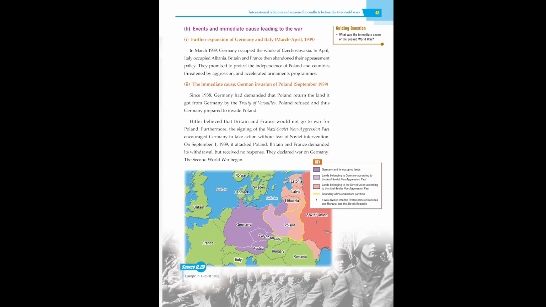On September 1, 1939, it attacked Poland. Britain and France demanded its withdrawal, but received no response. They declared war on Germany. The Second World War began. Look at source 9.29, Europe in August 1939.